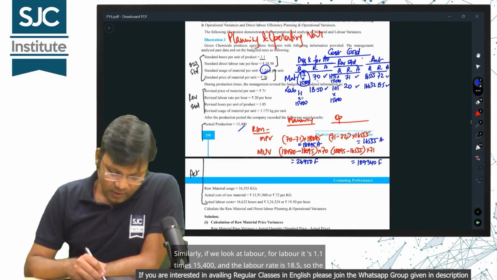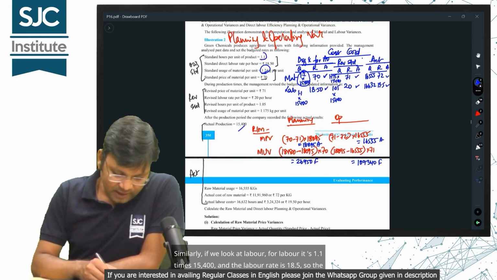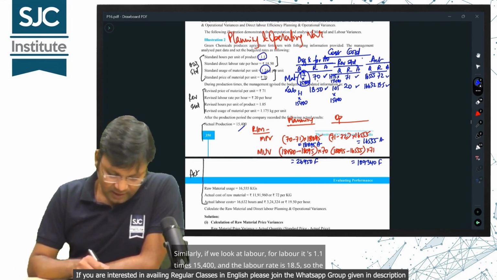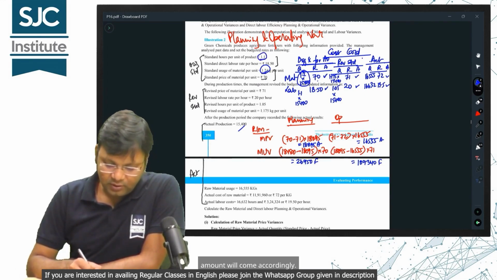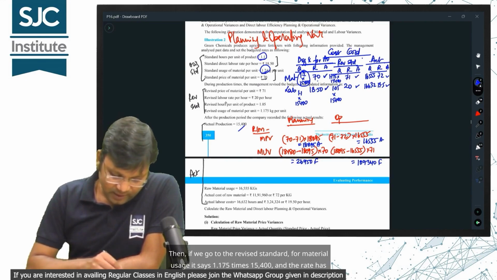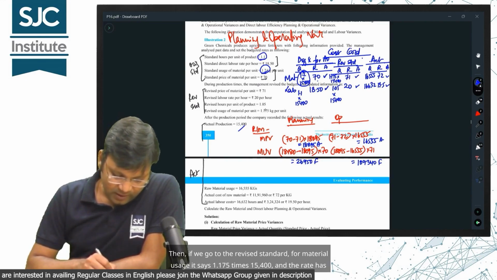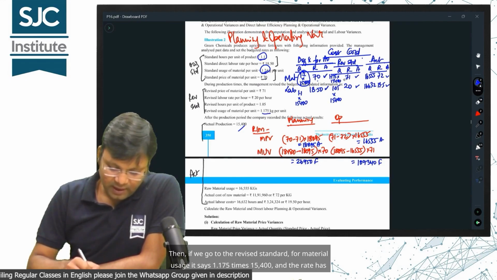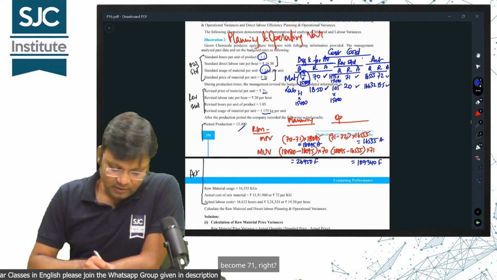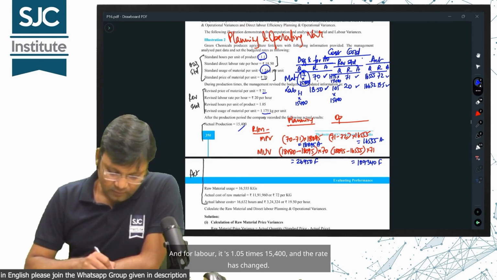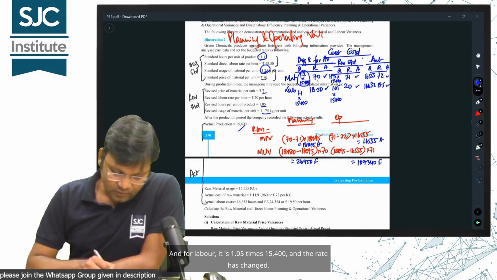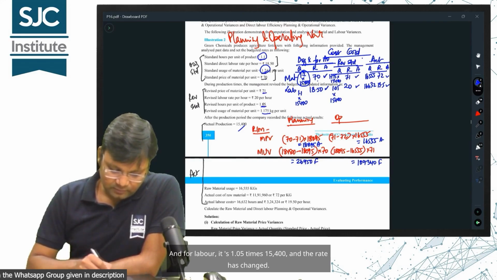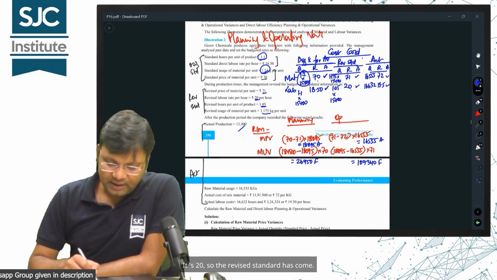Similarly, for labor it's 1.1 times 15,400 and the labor rate is 18.5, so the amount will come accordingly. Then, if we go to the revised standard, for material usage it says 1.175 times 15,400 and the rate has become 71, right? And for labor, it's 1.05 times 15,400 and the rate has changed. It's 20, so the revised standard has come.